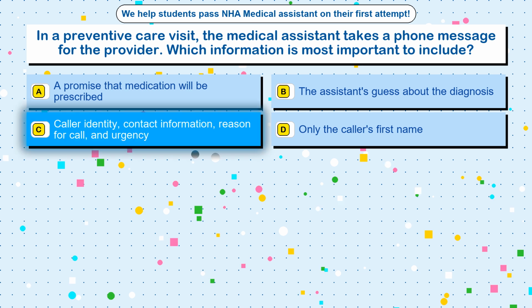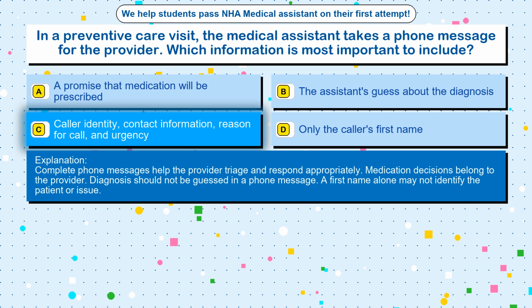The correct answer is option C. Caller identity, contact information, reason for call, and urgency. Complete phone messages help the provider triage and respond appropriately. Medication decisions belong to the provider. Diagnosis should not be guessed in a phone message. A first name alone may not identify the patient or issue.